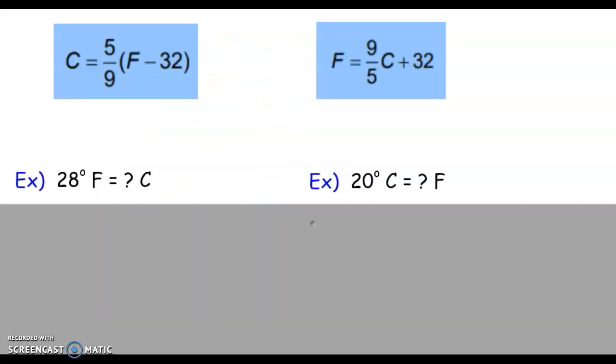Let's see if you can figure this out. Go ahead and pause this for just a moment and see if you can use the two formulas there. Make sure you're using the one that makes it easiest to get the conversions here.